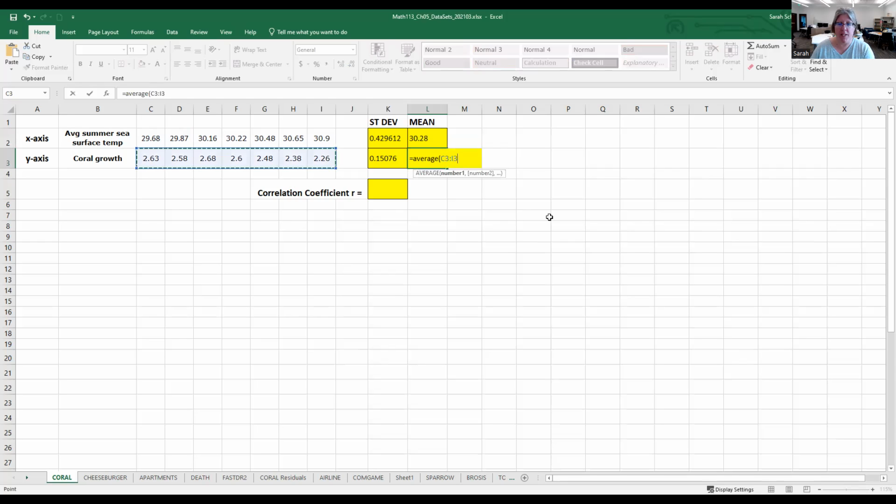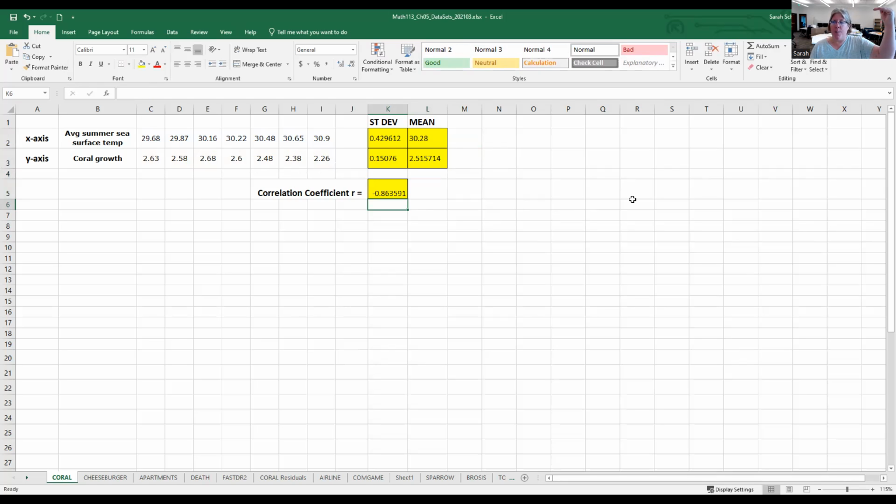So I have 2 standard deviations and 2 means, and then I need my correlation coefficient, so equals CORREL, open parentheses, and this one requires 2 separate highlights. I'll highlight the x variable, put a comma, and then highlight the y variable. And I get a negative correlation coefficient, so that means I'm going to have a negative slope. My points should be going downhill when I make this graph. To get the slope, you can definitely do this with a calculator.